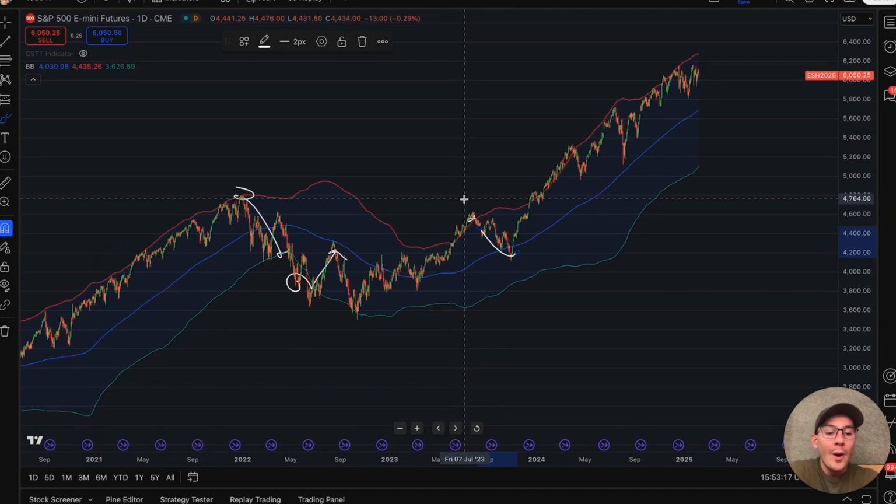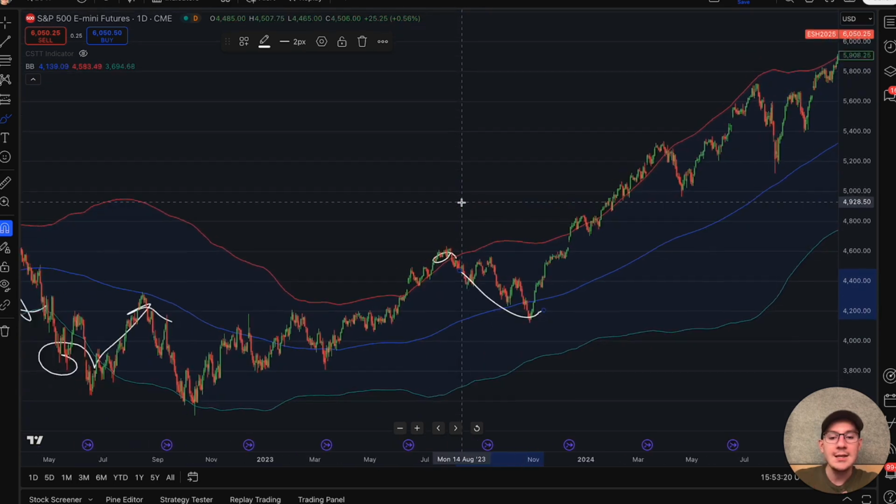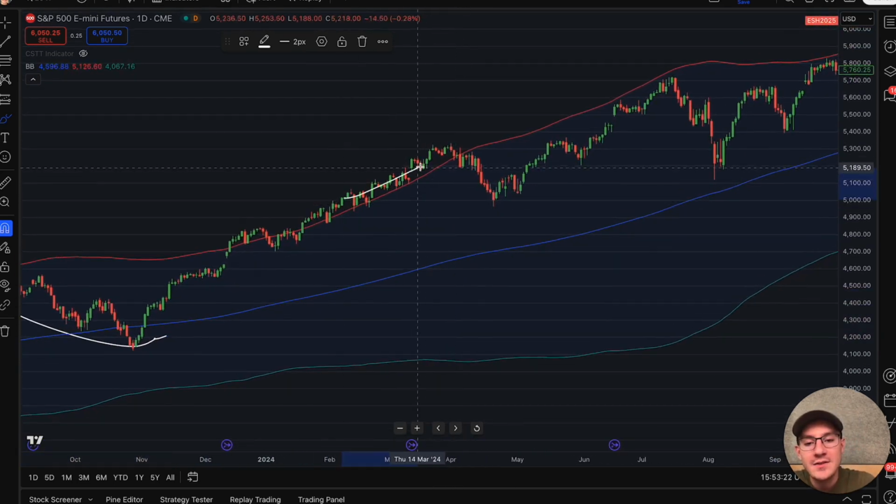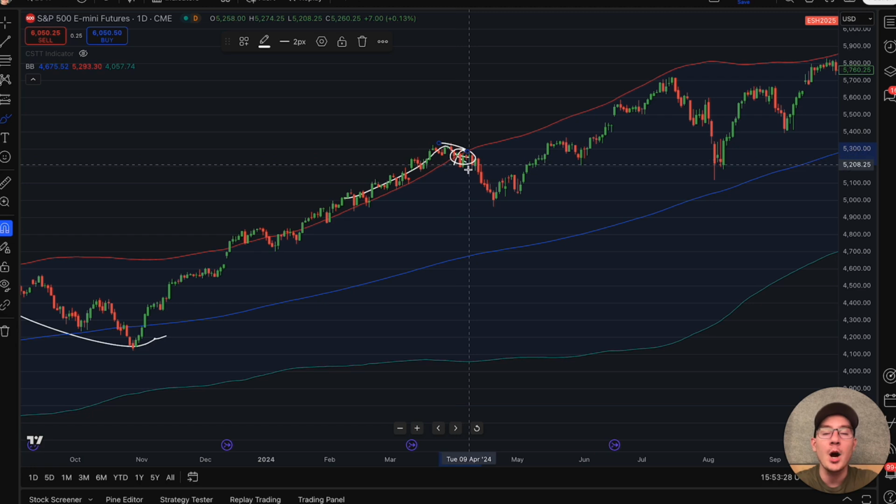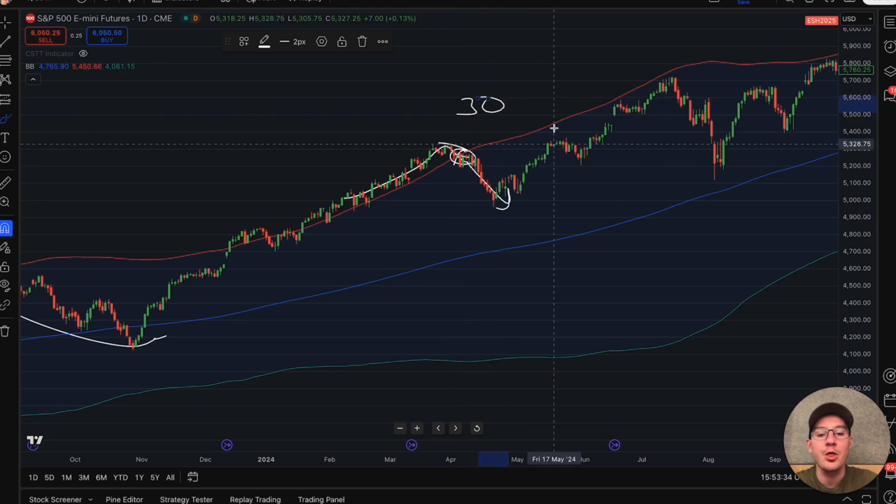And so the way that I use it is I look at the market, and once it gets above it and then crosses back down below it, I take that as a signal that the market has a very high chance of pulling back or crashing. And so what I do is I get out of the market for 30 days.